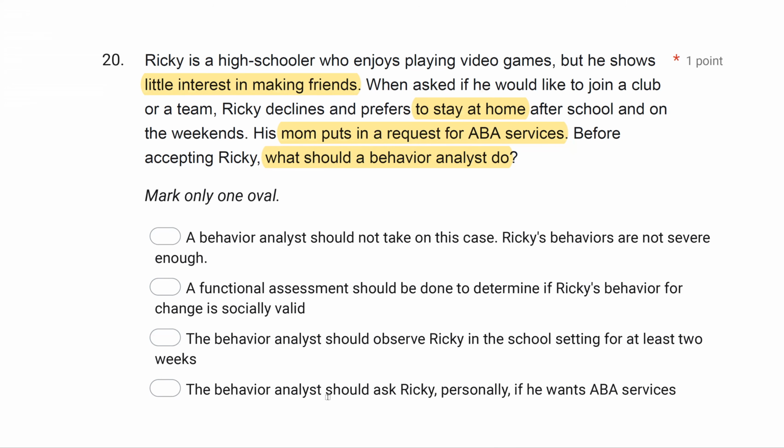D, the behavior analyst should ask Ricky personally if he wants ABA services. Well, Ricky has a say, but it's not just, do you want services, yes or no? And again, we don't know how old Ricky is. If Ricky's 19, maybe he does have the choice, right? If Ricky's 15, it's different. Got to use the information given. What we need to do before anything else is ask: is this behavior socially valid for change? If it is, let's take them. If it's not, we're not going to take them.